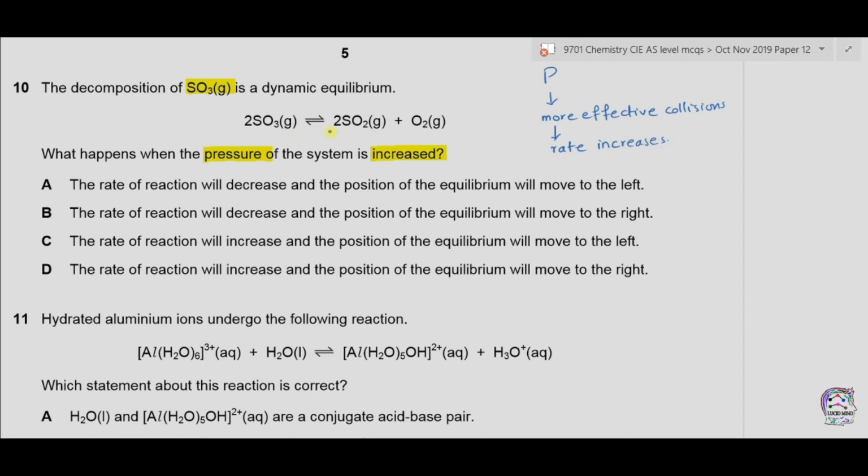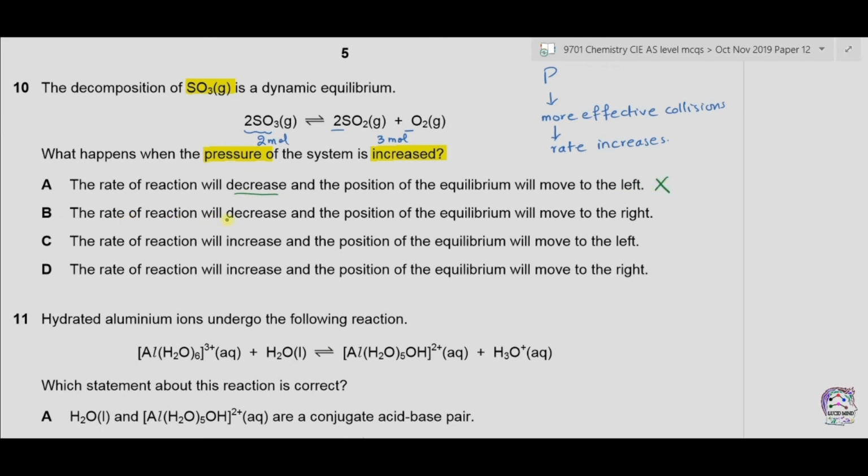Let's talk about the position of equilibrium. We have 2 moles of the reactants and we have 2 plus 1 moles of products. So whenever pressure is increased, the gaseous equilibrium reaction moves from more moles to fewer moles. So by an increase in pressure, the equilibrium will move towards the left side. Let's move towards option A. The rate of reaction will decrease and the position of equilibrium will move to the left. As the rate of reaction will increase, this is incorrect.